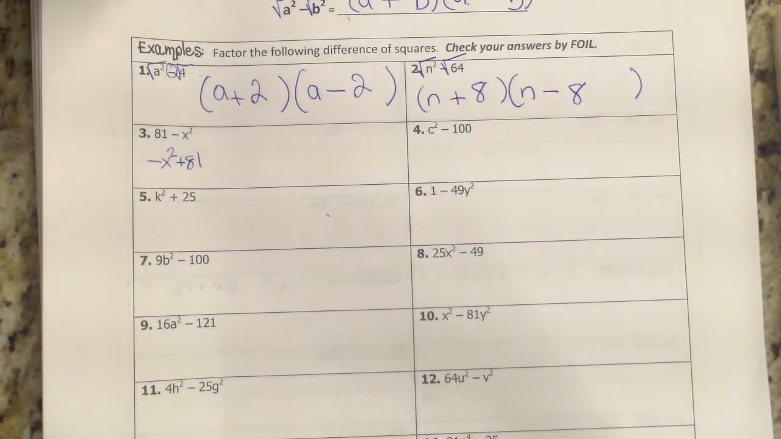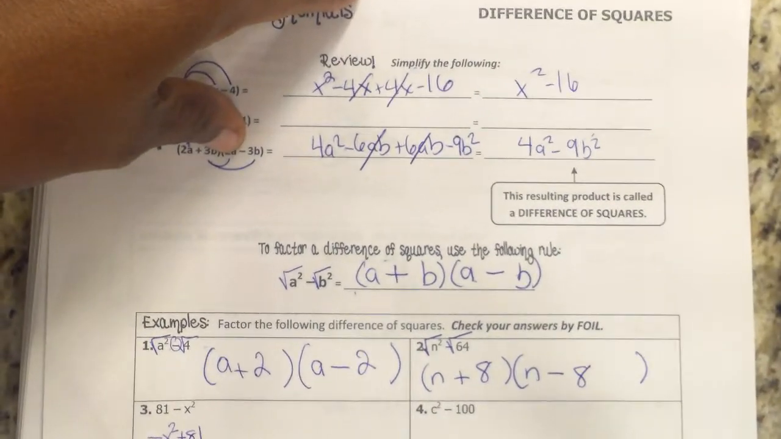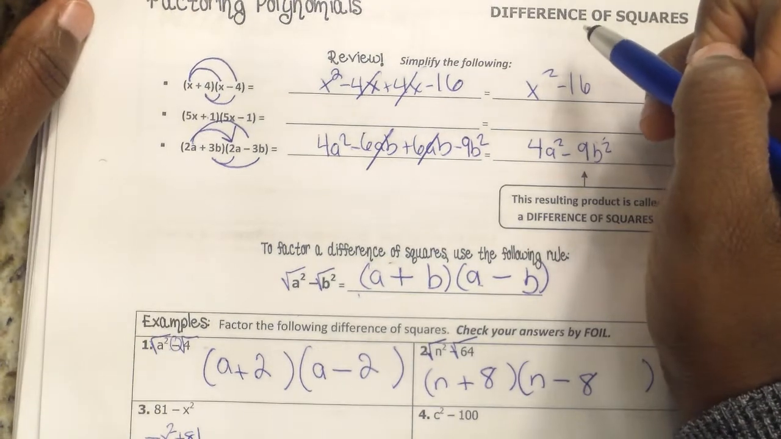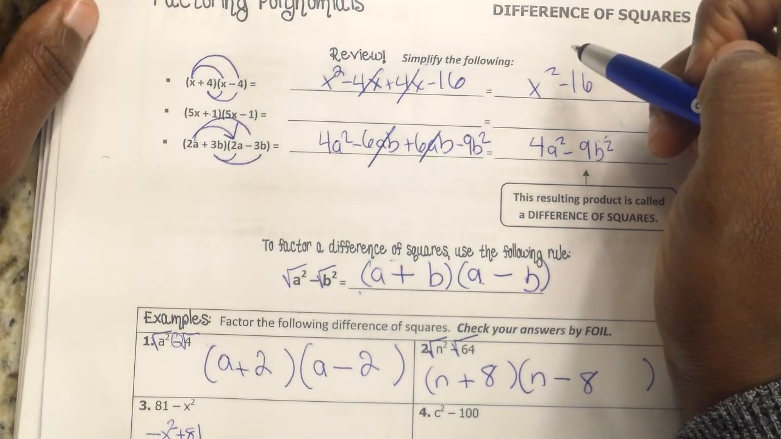Okay, sorry, I just realized I was not recording, so I'm going to go over what I just did. And I don't have another sheet, so I've got to go through it. So, difference of squares: we reviewed what we did previously.